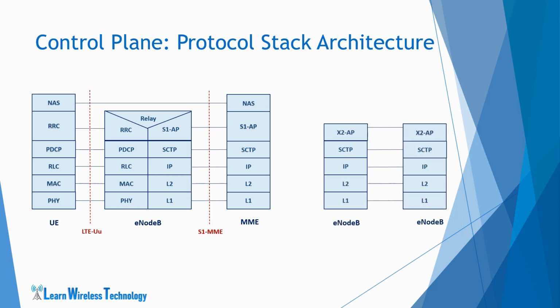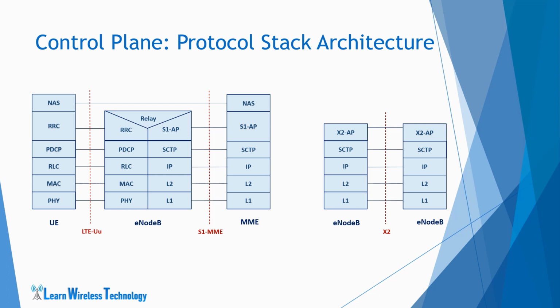Now, similar to this, we have the X2 control plane protocol stack, which is used for signaling between two eNodeBs. The interface between two eNodeBs is X2. The X2 application protocol, or X2AP, at the top of the protocol stack supports various procedures related to mobility. The messages transferred between them are known as X2AP messages. The X2AP messages include handover request, handover acknowledgement, releasing UE context, setup and release of X2 connection, etc. These messages are primarily used during inter-eNodeB handover.